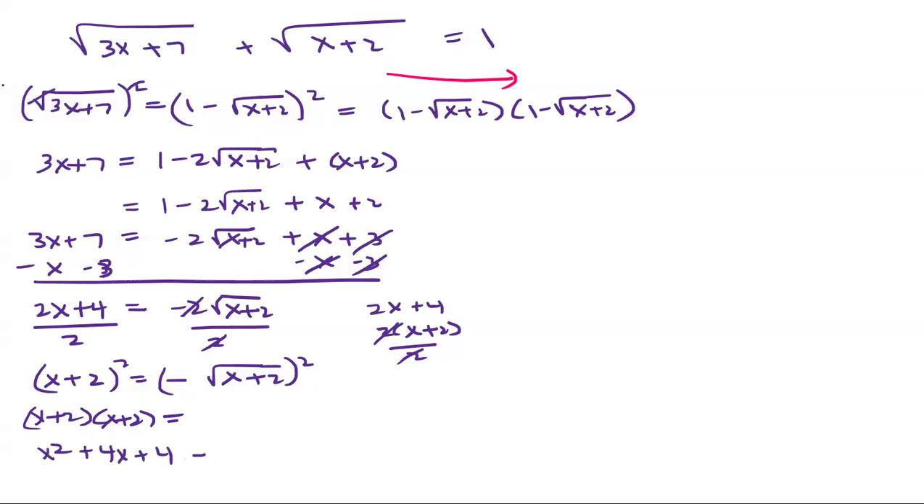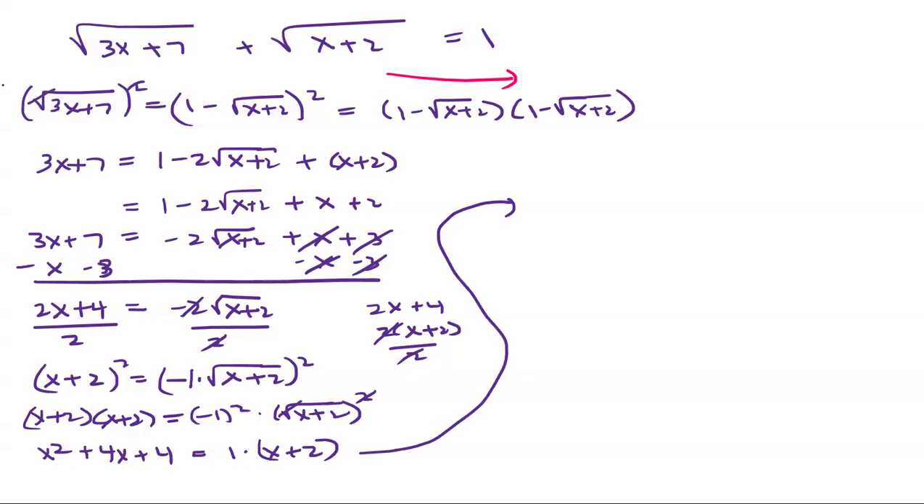4x plus 4. And then this, in this case now, since this is a -1 times this, then I can distribute it. Then I can square the -1 and then square the square root of x plus 2. So this becomes a +1. And then the radical and the square cancel, giving us x plus 2. Okay, like I said, I need a lot of space.